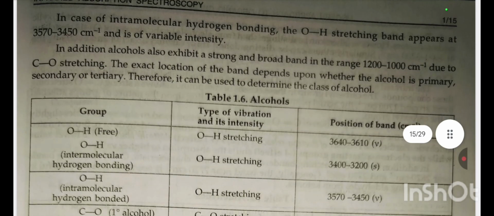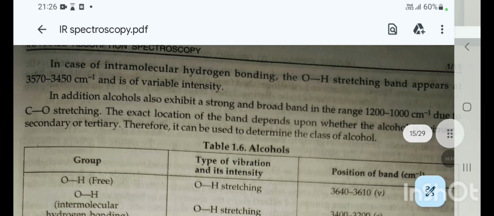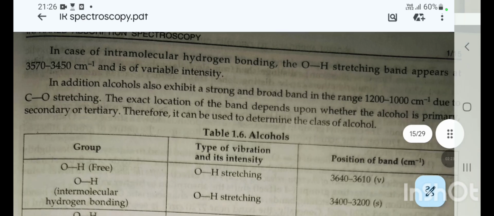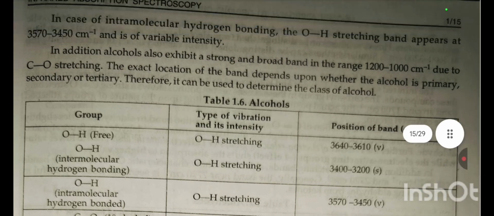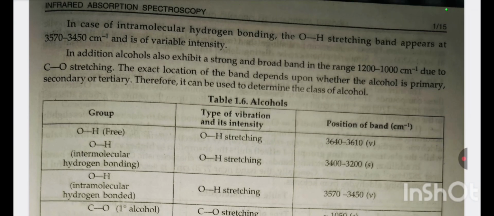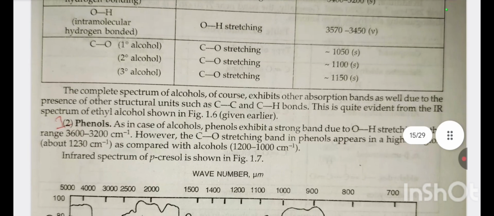In case of intramolecular hydrogen bonding, the OH stretching band appears at 3700 to 3400 cm⁻¹ and is of variable intensity. In addition, alcohols exhibit a strong and broad band in the range of 1200 to 1000 cm⁻¹ due to C-O stretching. The exact location of the band depends upon whether the alcohol is primary, secondary, or tertiary. Therefore, it can be used to determine the class of alcohols.